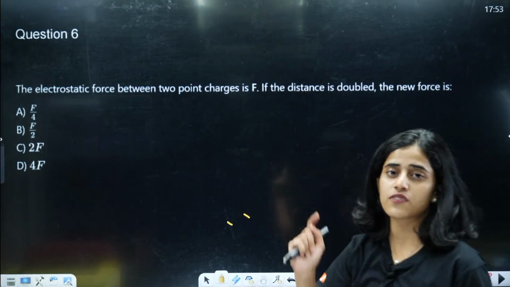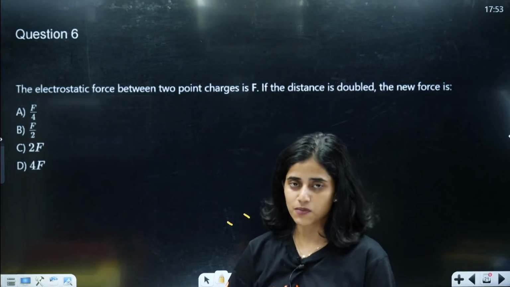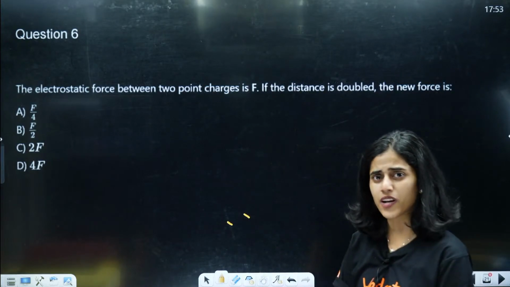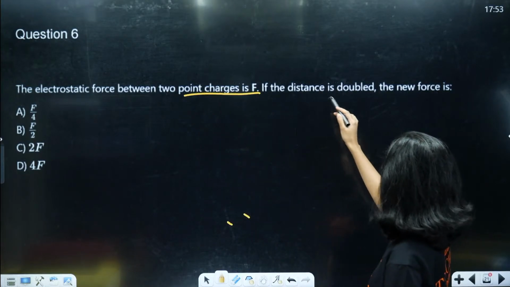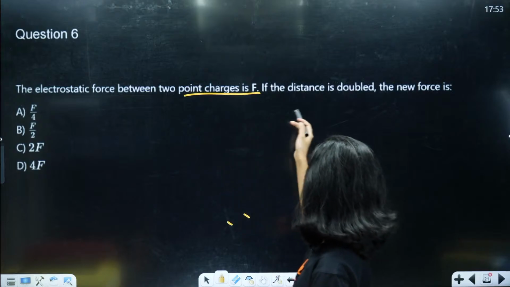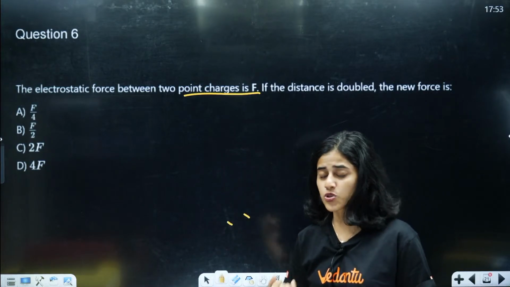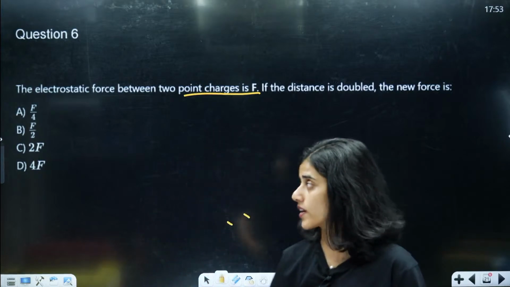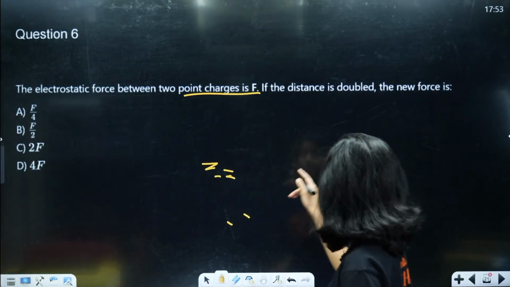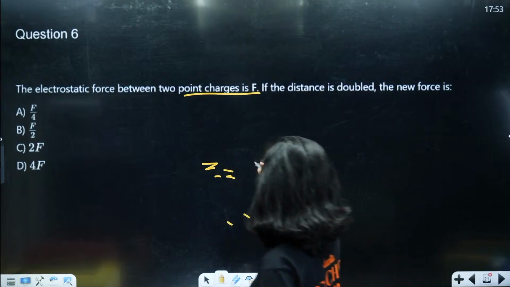This question uses the same formula. You have 2 point charges, and you have to find out what happens when the distance is doubled. For these questions, you should be quick. You shouldn't be writing all the formulas and then solving. So what will you do here? The distance is doubled. So what happens?